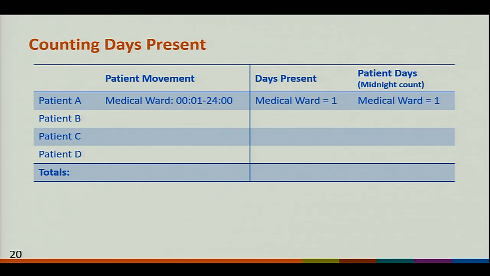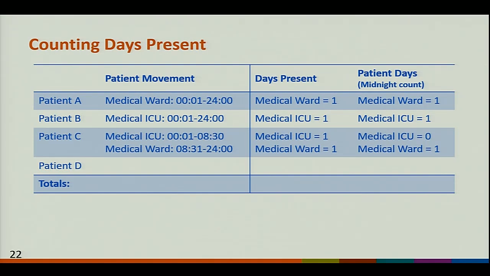So I'm going to go over an example here that can help with illustrating counting days present and how that compares to patient days. So on the left-hand side, I have my patients, my patient movement. And then on the right-hand side of the slide, I have my 2 denominators, days present, which is used for AU, and patient days, which is used for HAI. And for our example, assume that the patient day count is done at midnight. So patient A started and finished the day in the medical ward. That's a simple one. They would get 1 day present, and they would also get 1 patient day. Similarly, patient B spent all day in the medical ICU. They would also get just 1 day present for the medical ICU and 1 patient day for the medical ICU.